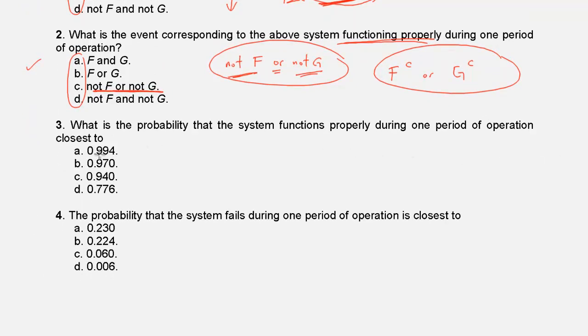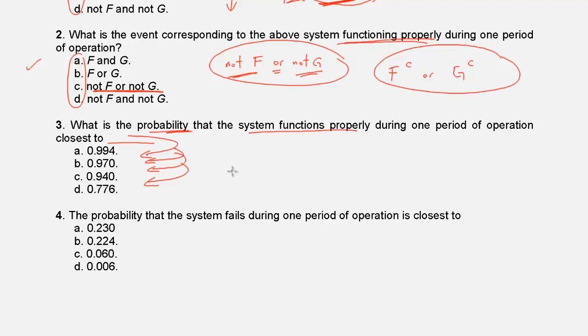Now in number 3, this is where things become a little bit tricky. The way that they worded it in the assignment question that they gave you was, what is the probability that the system functions properly during one period of operation closest to? Okay, so now it doesn't even make sense grammatically. That's already a problem. But then after that, they're missing something. This is where I first saw that something's got to be wrong with this question. They want to know which one of these actual values is closest to the probability that the system functions properly.